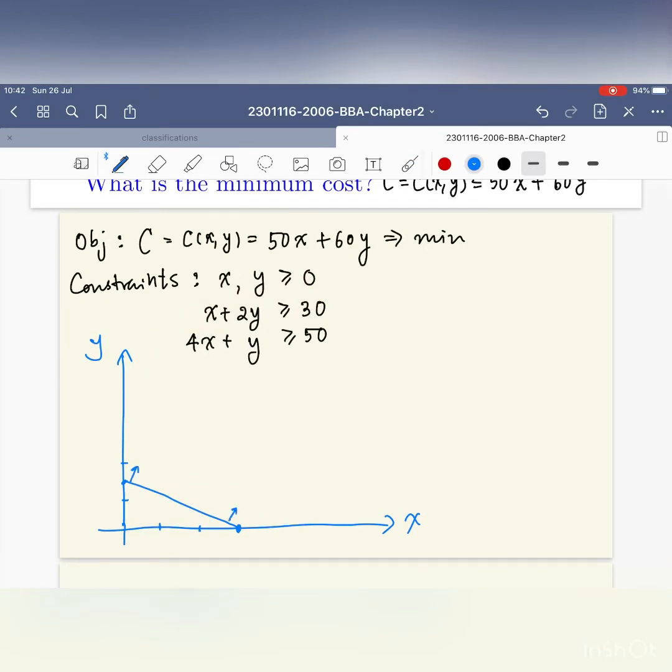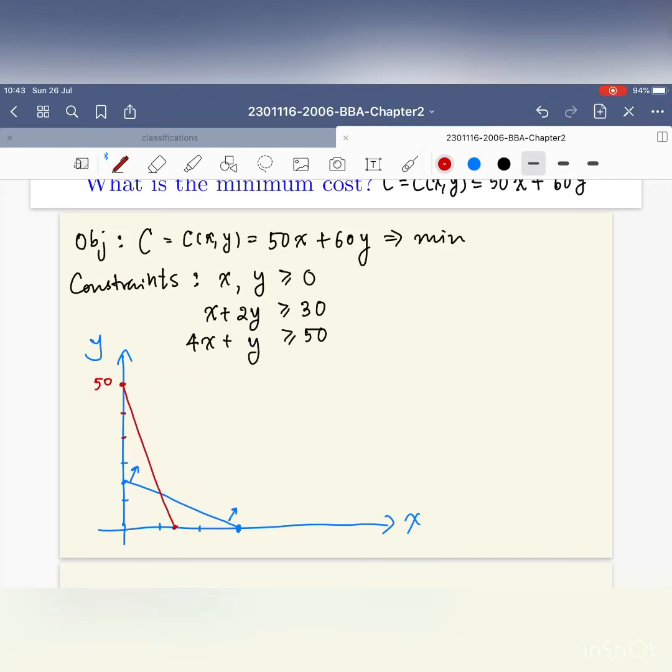Okay, the second one, if your x is 0, your y is 50. So this is 2, 3, 4, 5. Okay, this is 50. And if your y is 0, your x is 50 over 4. Okay, and 50 over 4, it is what? 12.5, is it? Okay, so your x is 12.5. So somewhere here.